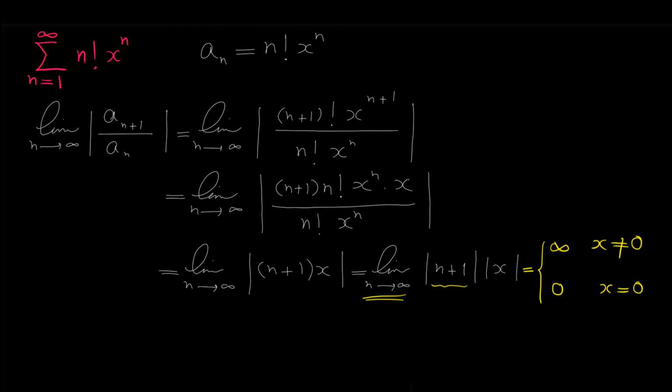From this calculation, we can conclude that this power series is convergent only at a single point, and that single point is x equals 0. For other values of x, the power series is divergent. And we say the radius of convergence for this power series is 0, because it is convergent only at one single point. And so the radius of convergence is 0.